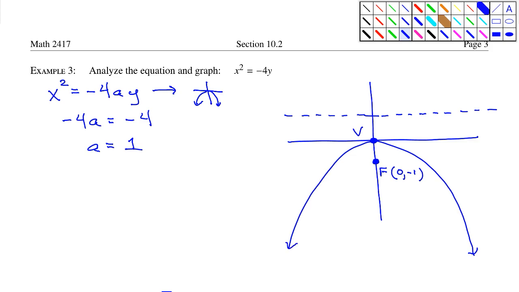Let's write that down. Vertex is at 0, 0. Focus is at 0, -1. Directrix is the horizontal line y equals 1.